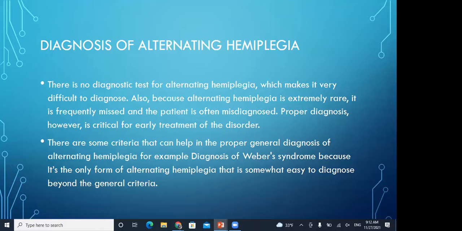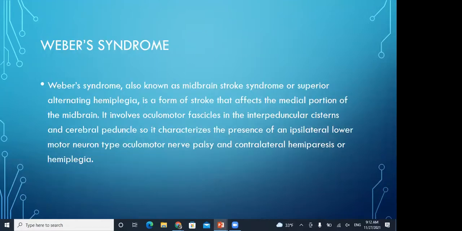But also there are some criteria that can help in the proper general diagnosis of alternating hemiplegia. For example, diagnosis of Weber's syndrome, because it's the only form of alternating hemiplegia that is so easy to diagnose beyond the general criteria.